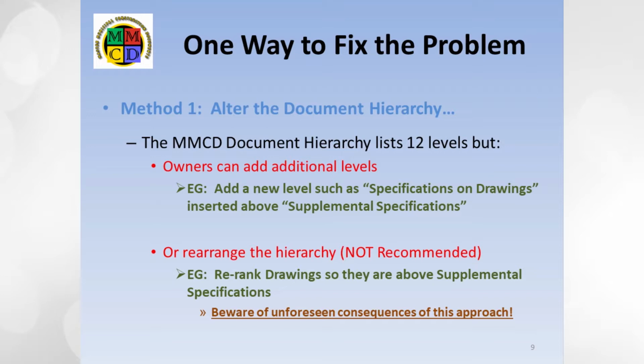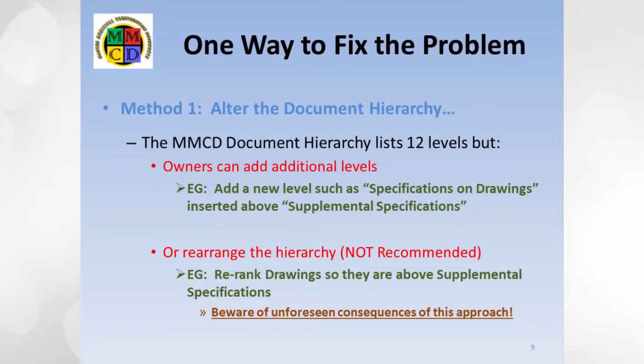One of the obvious problems with this is that drawings change frequently and specifications are not expected to. This can cause claims. The second submethod is to just rearrange the document hierarchy by placing drawings above the supplementary specifications and specifications. Again, this can be done with a supplementary general condition.